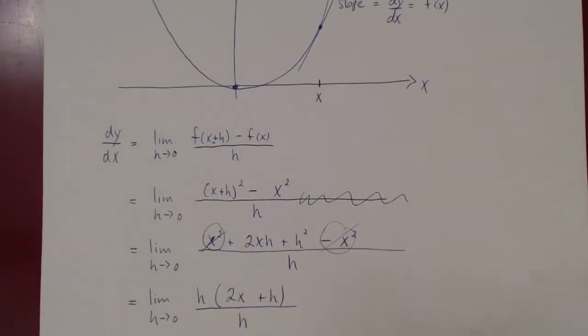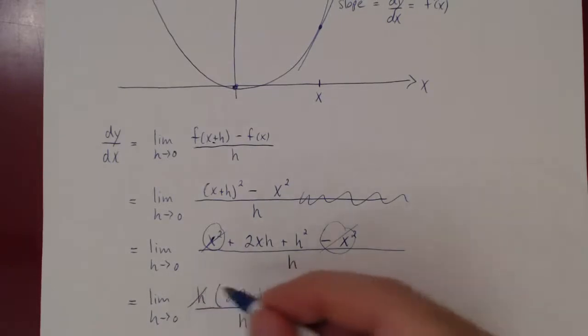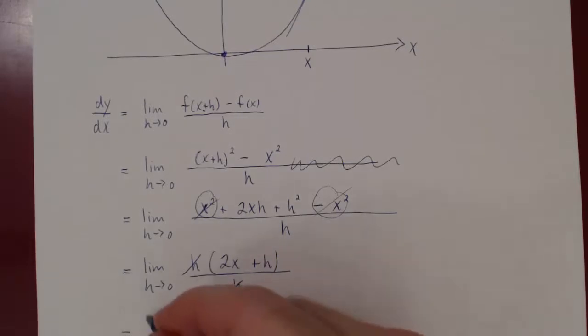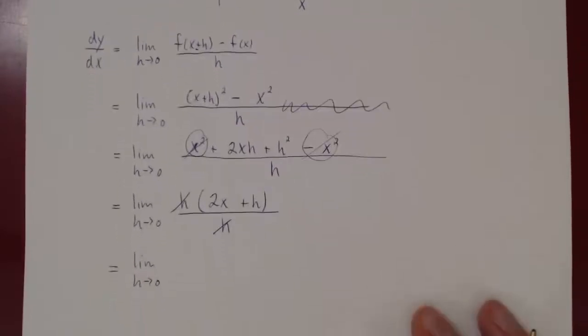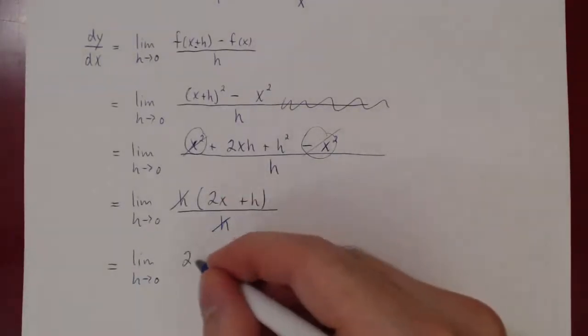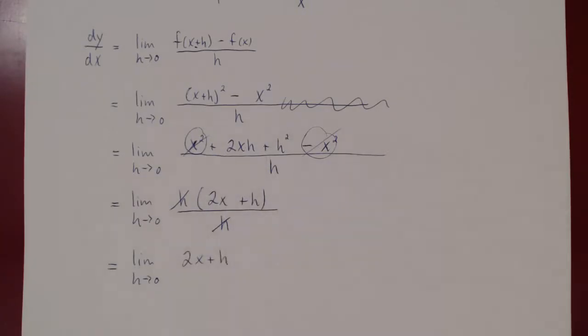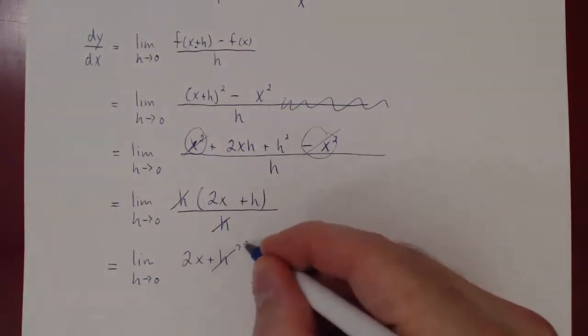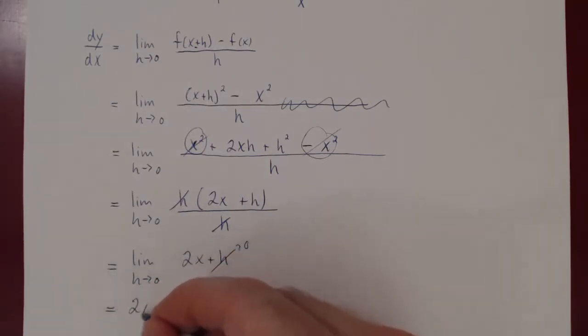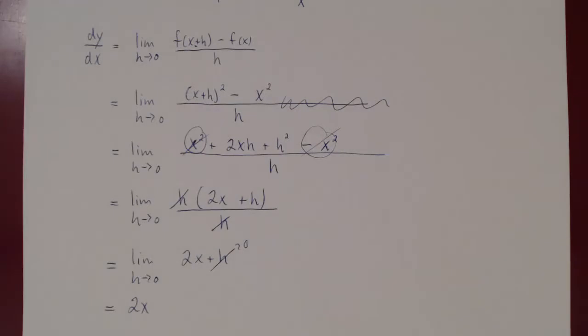Now again, as h approaches 0, h is very close to 0, but not exactly 0, so we can cancel the h on top and bottom. So what do we have here? Well, hopefully, a very simple limit. We are left with 2x plus h as h approaches 0. Well, as h shrinks to 0, we're left with 2x. So there you have it. The derivative of x squared is 2x.